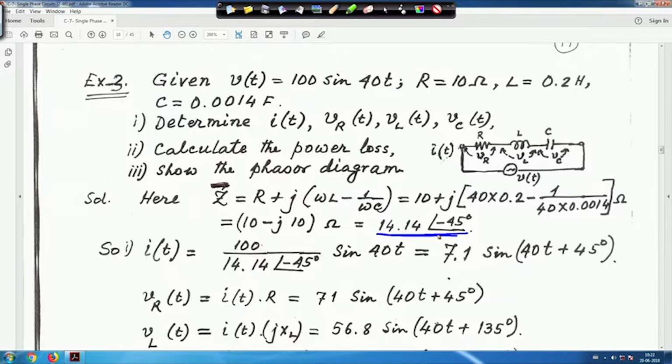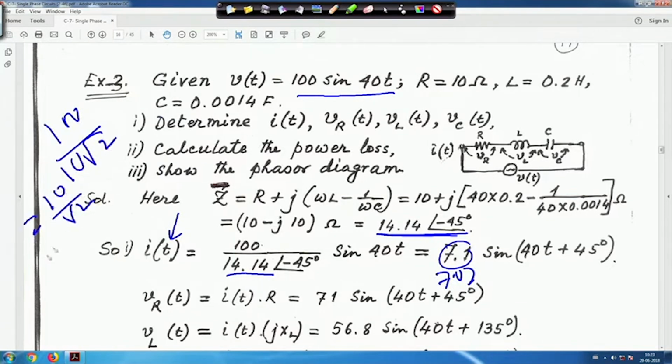Now, therefore, IT is equal to, look, first as it has been mentioned in terms of time, we have to use the sin omega t. So, IT is equal to 100 sin 40 t divided by this Z, 14.14 angle minus 45 degree, voltage by impedance, right. If you divide 100 by 10 root 2, it is becoming 10 by root 2, that is 10 into 0.707 because 1 upon root 2, that is actually 7.07.